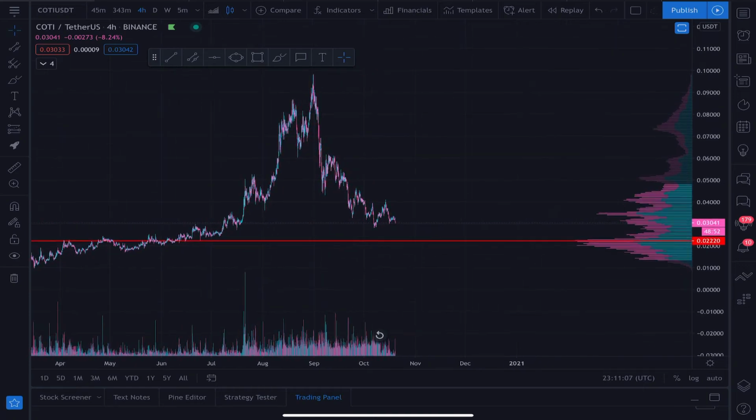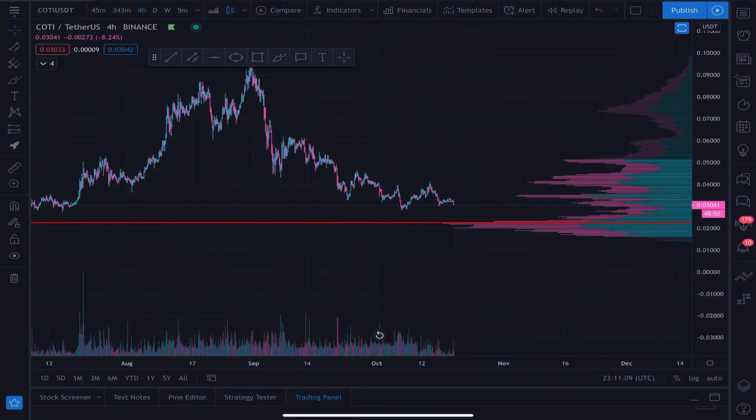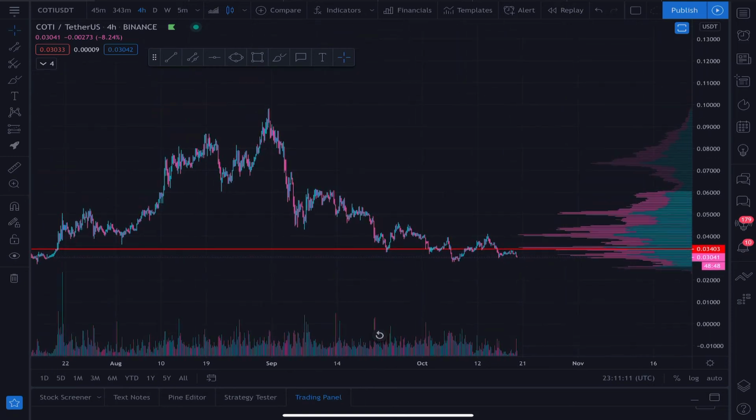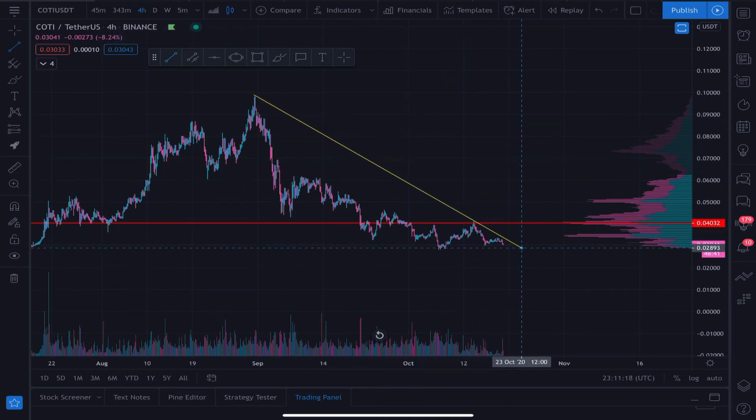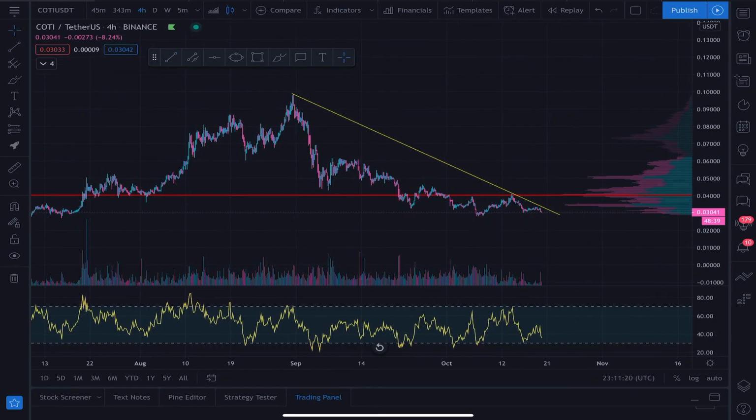So a couple things to just consider right off the bat. Let's just stretch this out a bit. We do have this downtrend. The downtrend has not been broken. We can draw a line here, bring it over here. We have not broken the downtrend, okay?